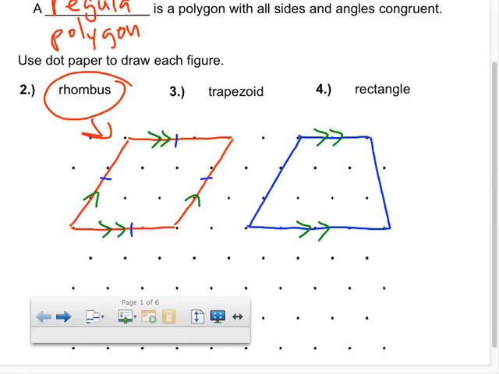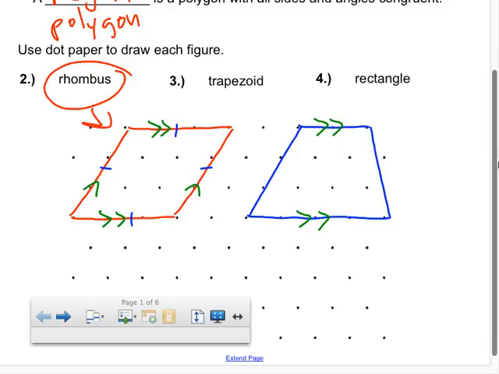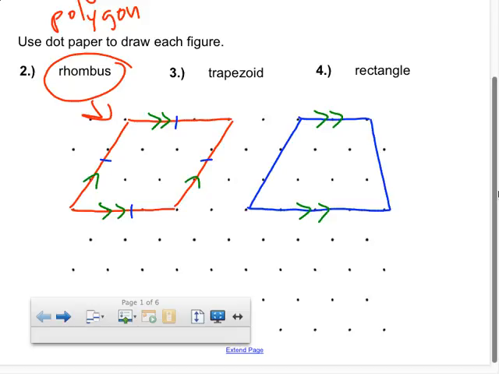Only 2 sides are parallel. A parallelogram has 2 sets of parallel sides. A trapezoid has only 1 set that are parallel. Parallelogram, 2 pairs that are parallel. Trapezoid, 1 pair that are parallel. Got it? Okay. What else do we know about a trapezoid? It's a what? Quadrilateral also.